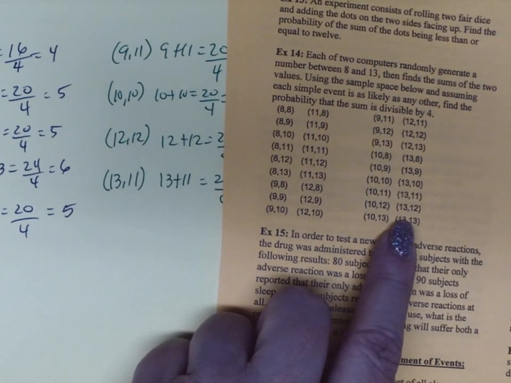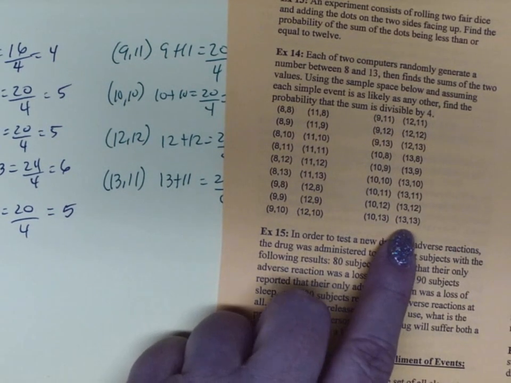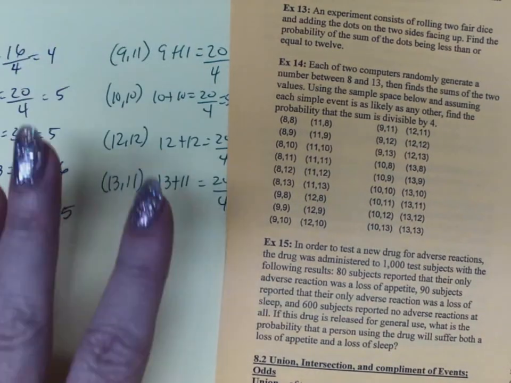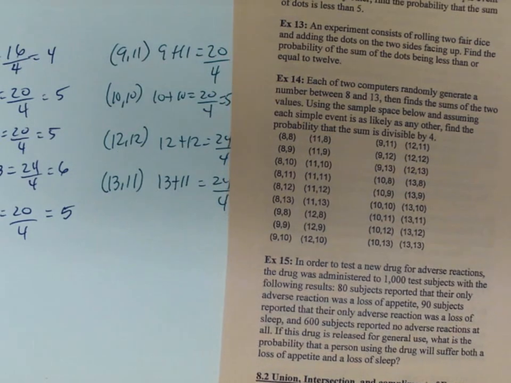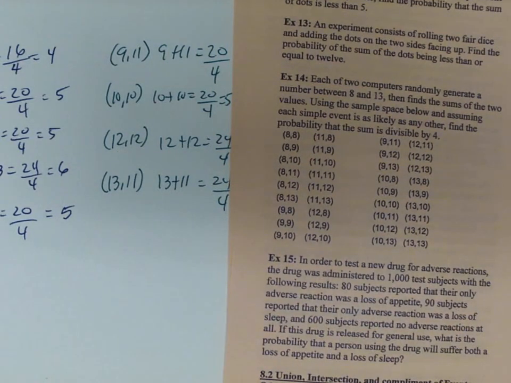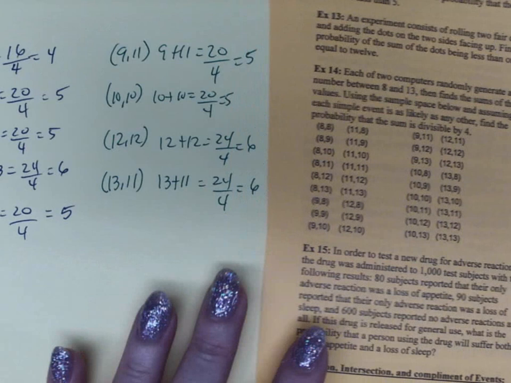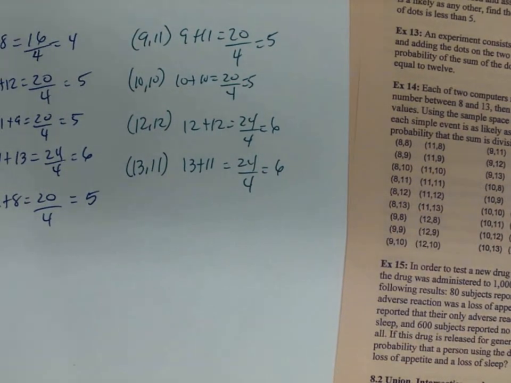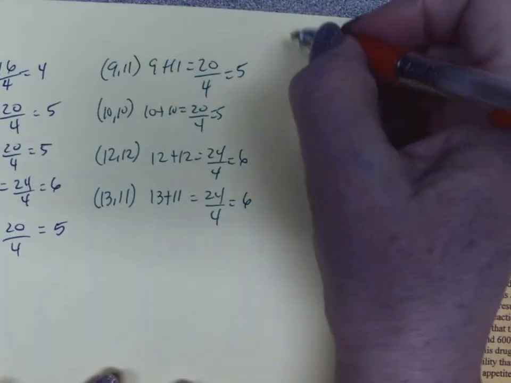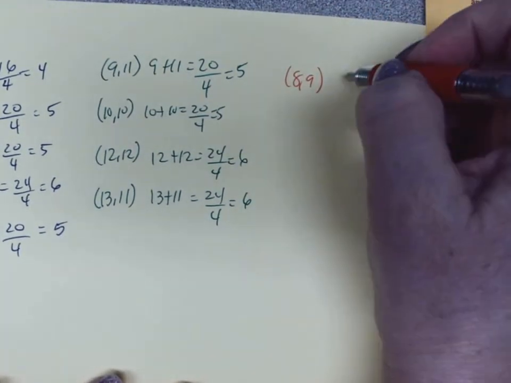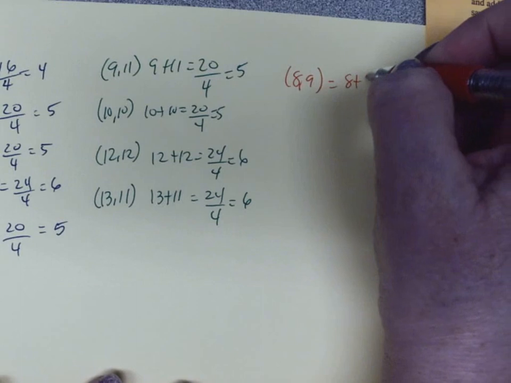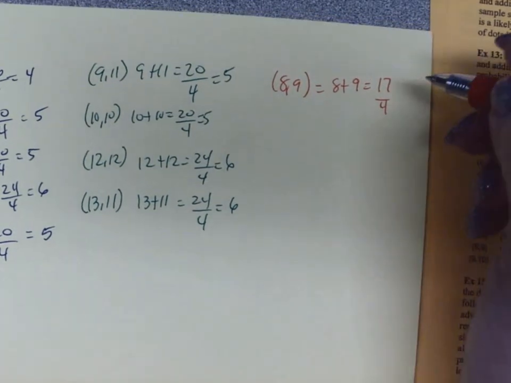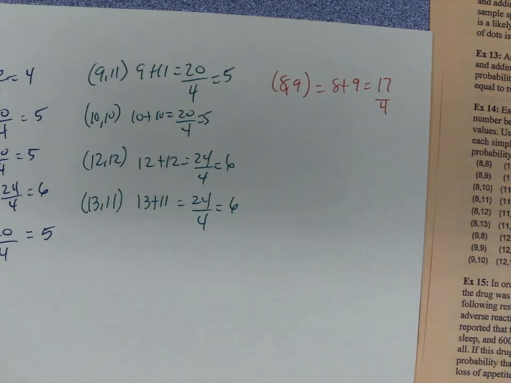Then I have 13 plus 12 would be 25, and 13 plus 13 would get us 26. Now, I chose the ones, these will all work. I was adding the numbers and saying that doesn't work, but how do I know? Let's go back to the beginning. If I picked 8, 9, I would have 8 plus 9 equals 17. And if I divide that by 4, I don't get a whole number.